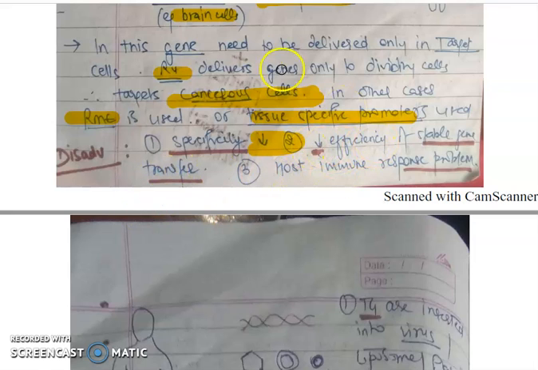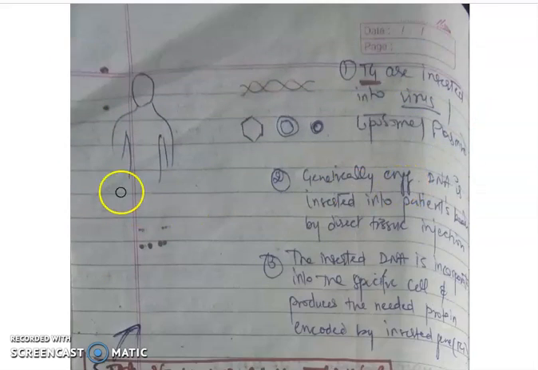Disadvantages are, as compared to ex vivo gene therapy, specificity is less, and the efficiency of stable gene integration is also less, and there is always a tendency for host immune rejection. So this is again a schematic diagrammatic representation of in vivo gene therapy.